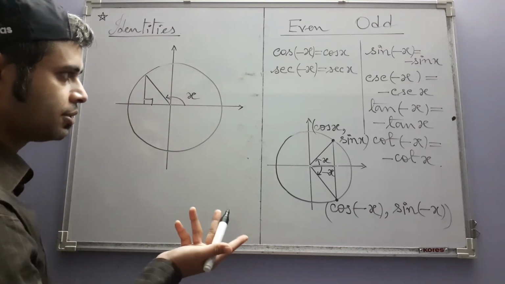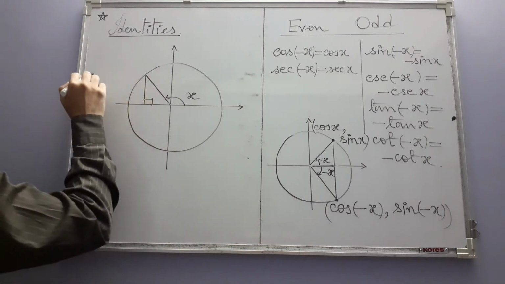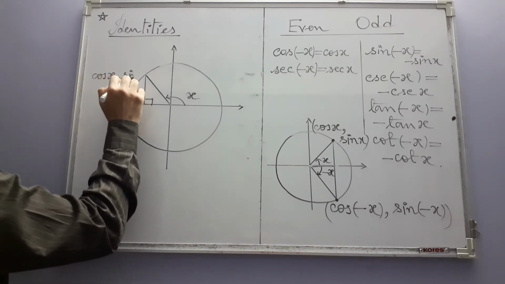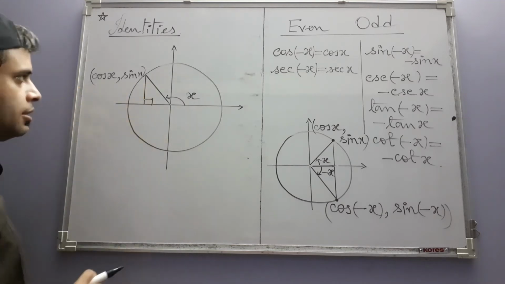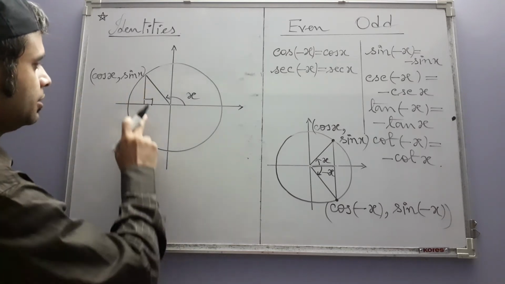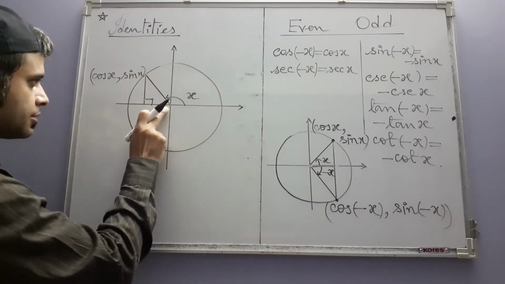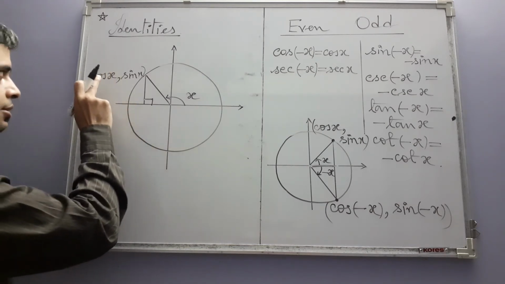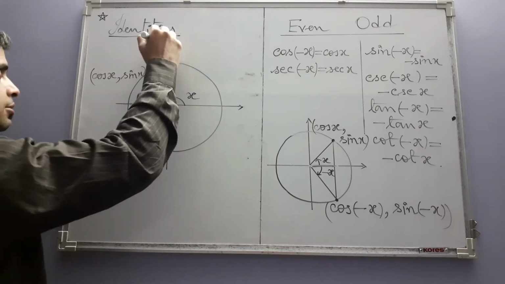And again, by the definition of our trigonometric functions, the coordinates of this point are cos x, sin x. So you can see one thing: because the coordinates are this, you can also see from the position of this triangle that cos x is actually negative here. The coordinate cos x is negative and sin x is positive because it lies on the positive side of the y-axis.